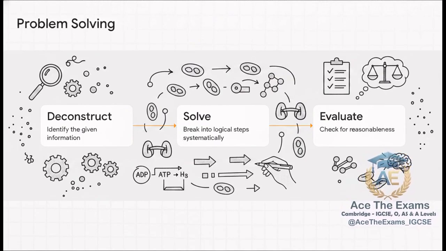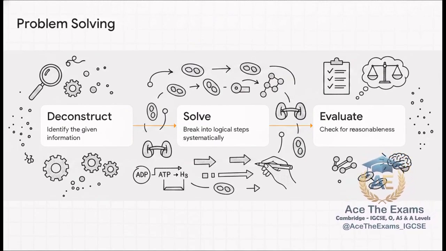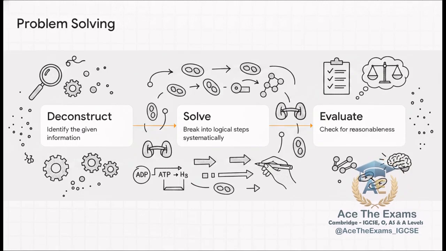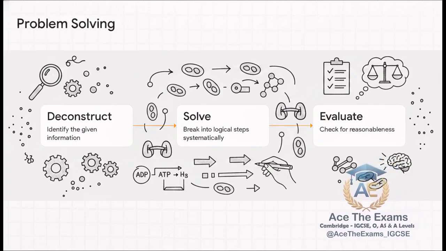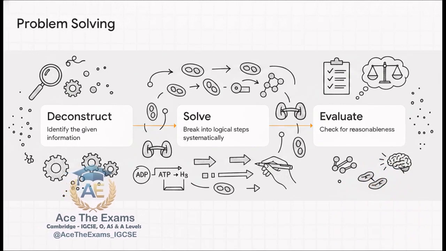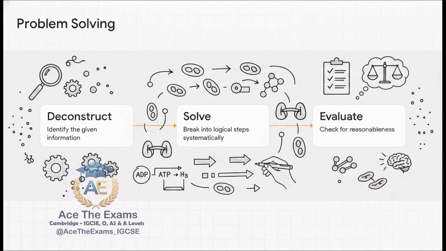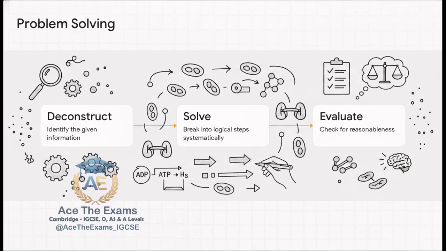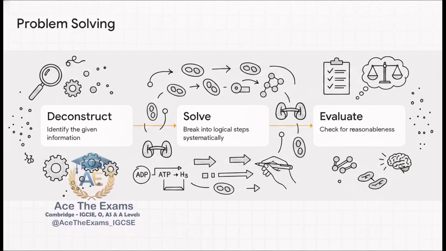Problem-solving in multi-step biological pathways requires a really systematic approach. First, you deconstruct. You isolate the given data from the prompt. Next, you solve, breaking the biological pathway into logical, sequential steps without skipping ahead. And finally, you evaluate. Check if your biological conclusion actually makes sense in reality.